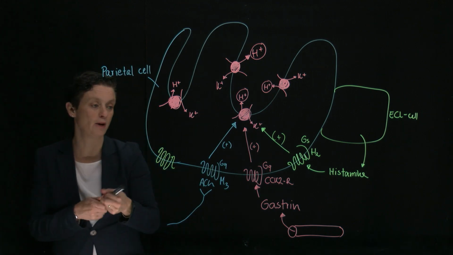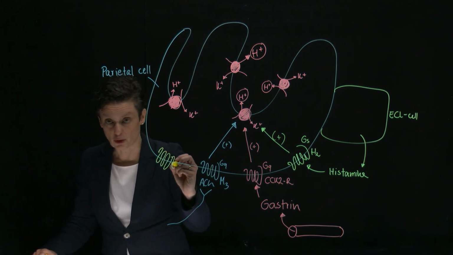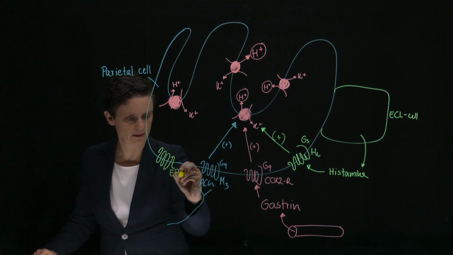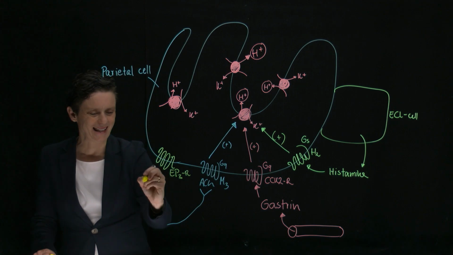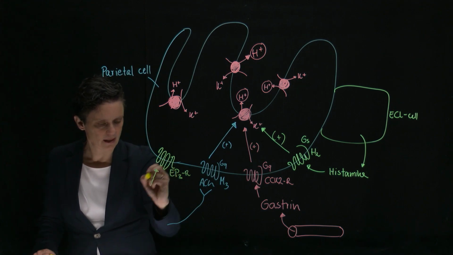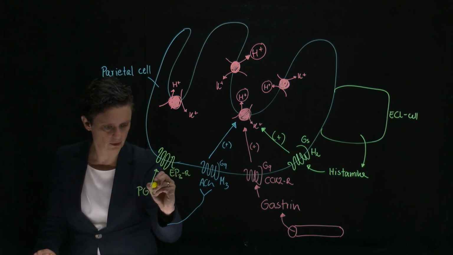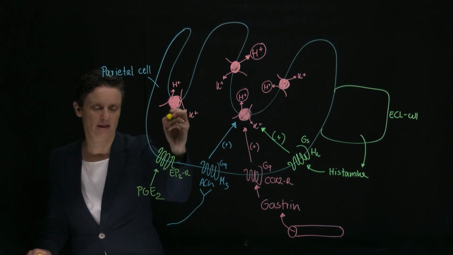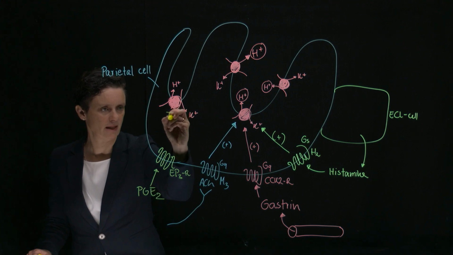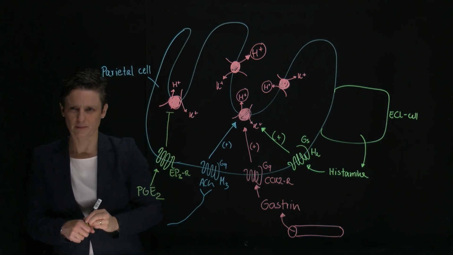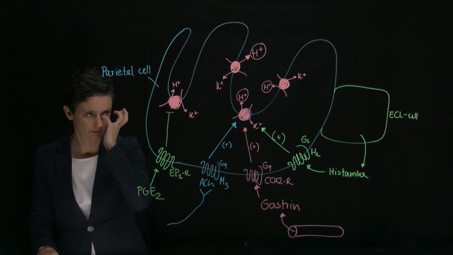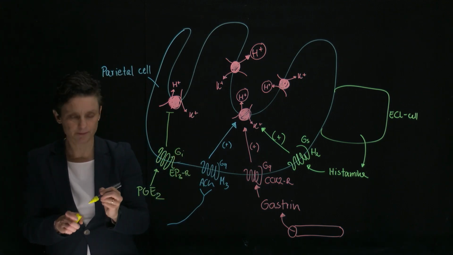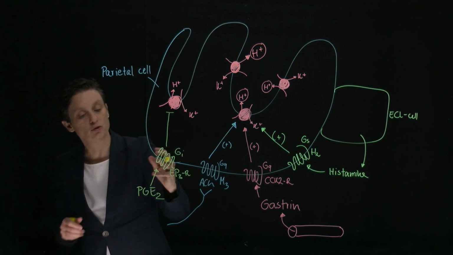And then we have here one other receptor. That's a prostaglandin receptor. That's the EP3 receptor. And that's stimulated by PGE2, so prostaglandin. And that is actually inhibiting this proton pump. So let's make here an inhibitor. So this is a GI-coupled receptor, and it has a dual role.